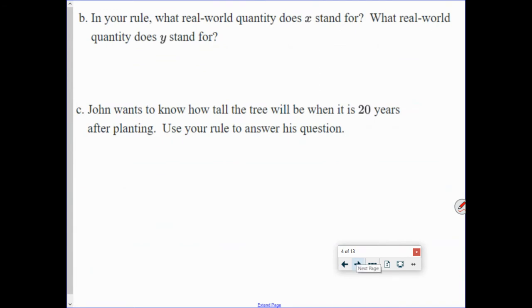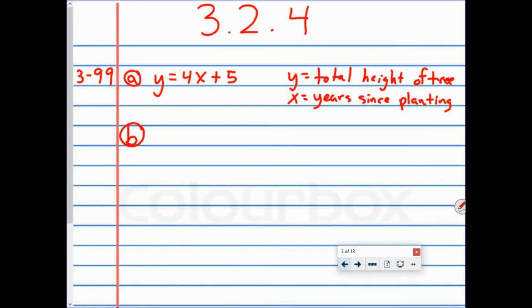In your rule, what real-world quantity does X stand for? Oh, I already just gave that away. What real-world quantity does Y stand for? Oh, man, I was working ahead of you, wasn't I? So this should actually be B. I'm going to make a weird thing here, and I'm just going to erase that and say, look at that, we got B over here. Okay, so we answered B, and let's move on to C now. Sometimes I get ahead of myself, and that's one case I did that.